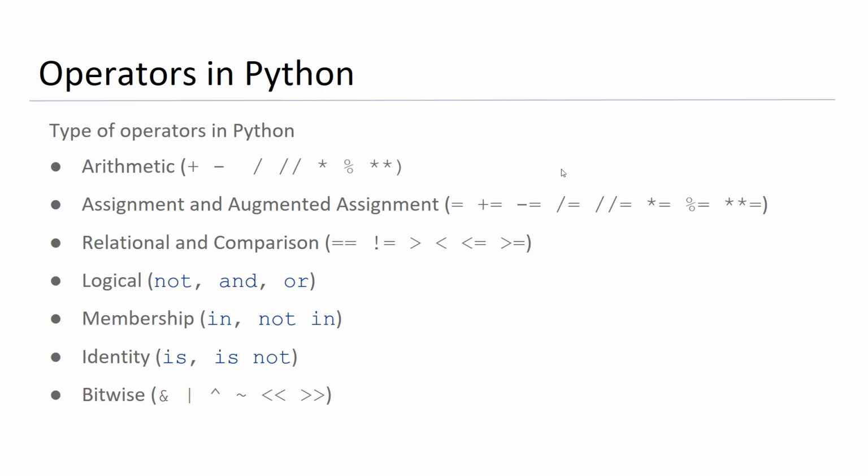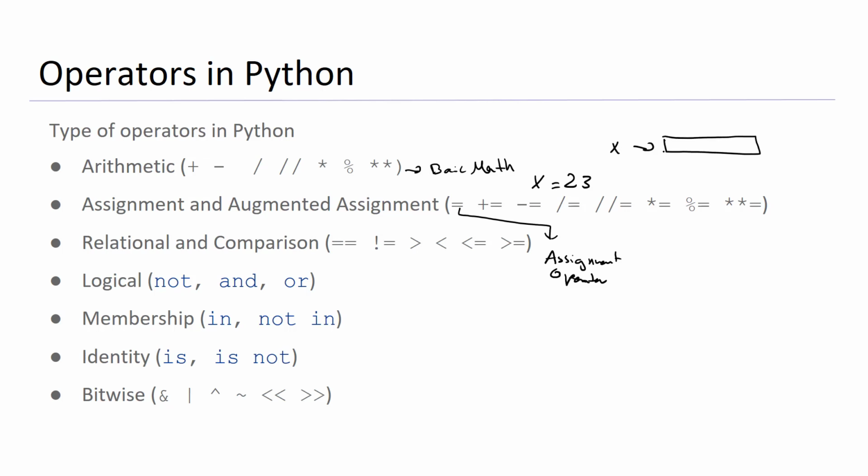Python comes with different types of operators. In the last lecture we have seen arithmetic operators, and these are operators that are used for writing basic math expressions. You also have assignment and augmented assignment operators. This equal sign here is the assignment operator, and we have seen that an assignment operator is used for assigning values to variables. For example, the statement x equal 23 creates a variable named x, and this variable will point to a memory location that contains the value 23.